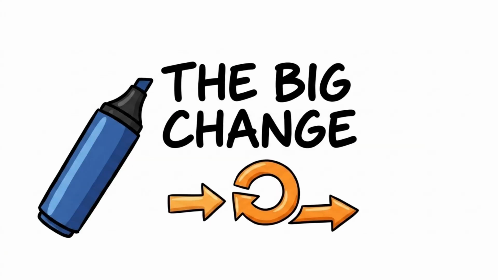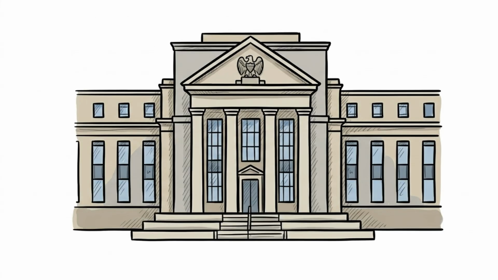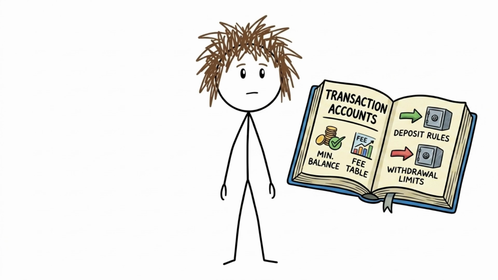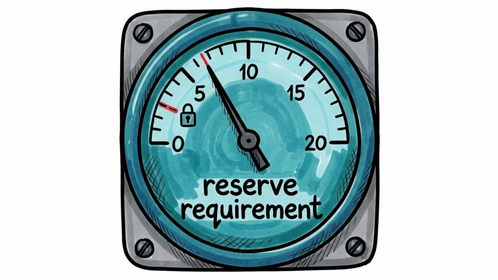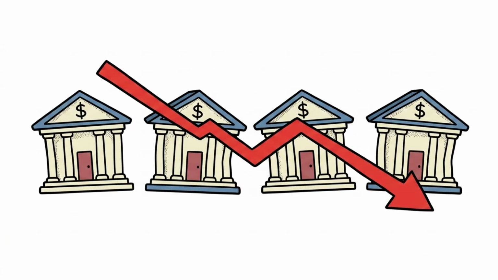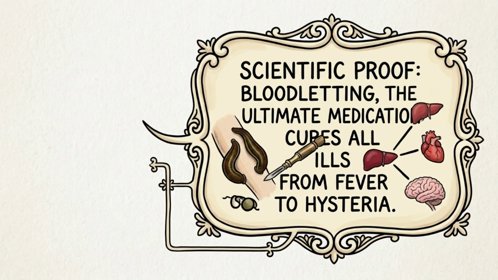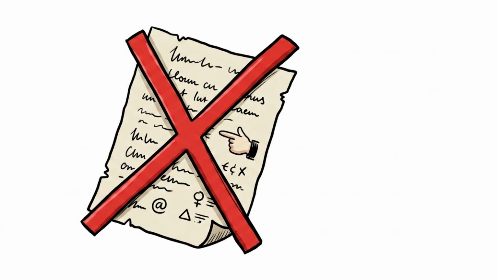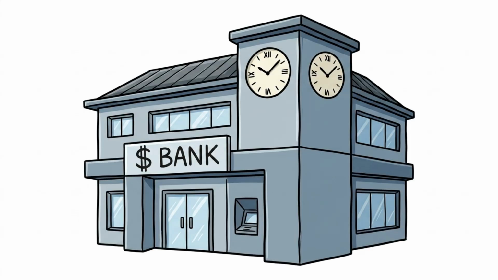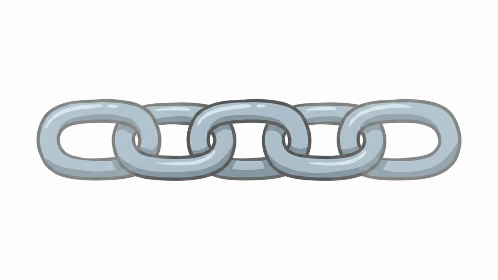The big change nobody talks about. In the United States, the Federal Reserve eliminated reserve requirements for transaction accounts effective March 26, 2020. The reserve requirement ratio was reduced to 0% for all depository institutions. So today, saying banks must keep 10% of your deposit and can lend the other 90% is simply not an accurate description of the current U.S. banking system. There is no current 10% reserve rule forcing banks to follow the old textbook sequence.